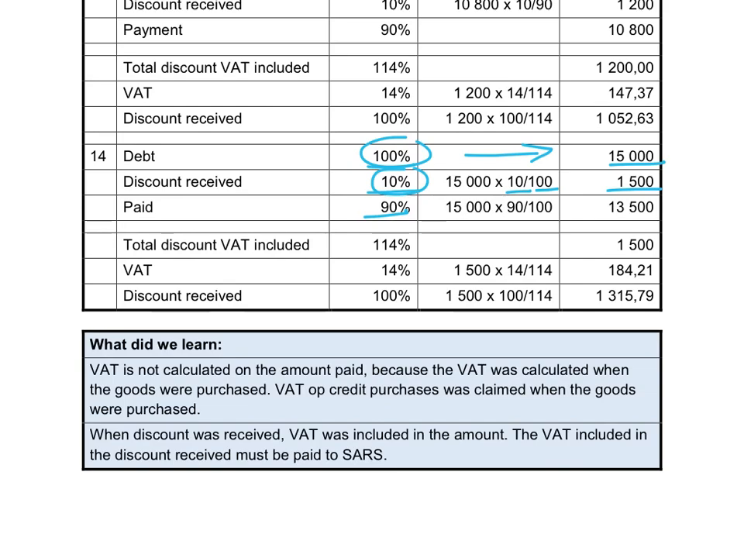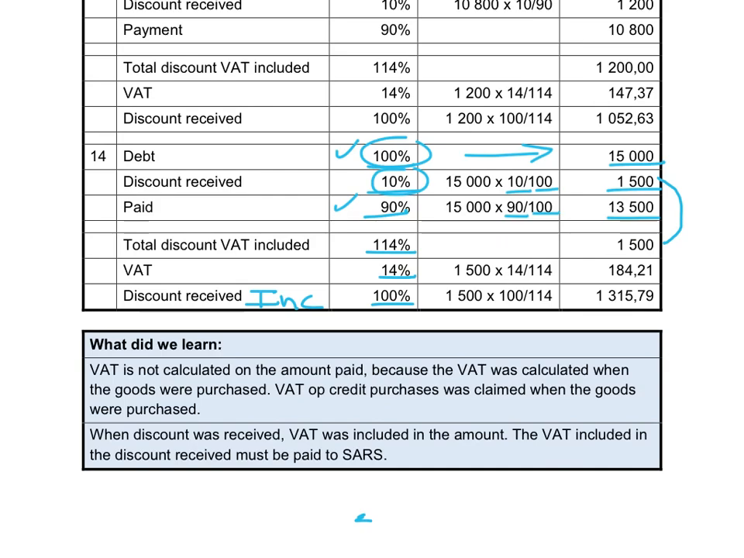If we calculate the amount that we want to pay, the one that we want, 90, divided by the one that's given, 100, and that will give me 13,500. The discount that we calculated is 1,500. That is the total discount, including the VAT, so it means it equals 114%. The VAT is 14%, and the discount received, that will be the income for the business, is only 100%.